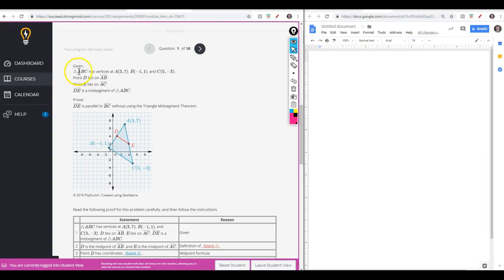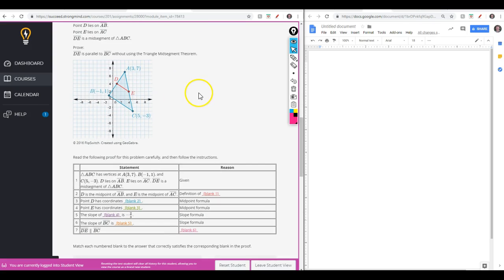Okay, question 1. Given triangle ABC has vertices at A (3, 7), B (-1, 1), and C (5, -3). Point D lies on segment AB. Point E lies on segment AC. Segment DE is the mid-segment of triangle ABC. Prove that segment DE is parallel to segment BC without using the triangle mid-segment theorem.